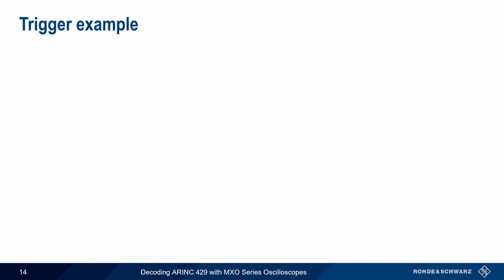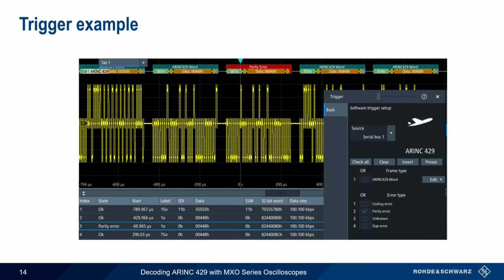Let's look at an example. Here we've configured our ARINC 429 software trigger to trigger on words with a parity error, and the capture therefore triggers on frames that contain an incorrect parity bit.